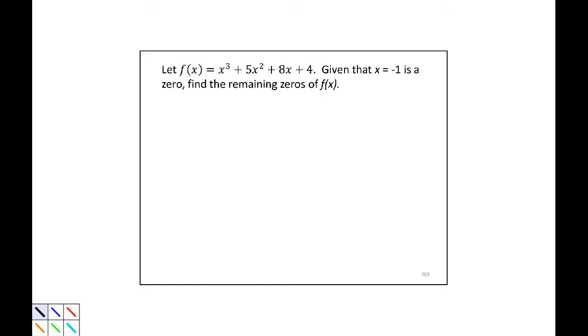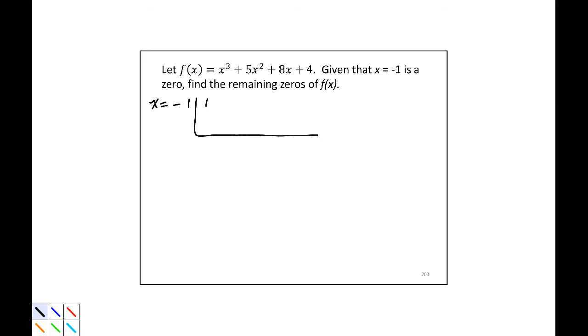Our last objective in this section is to use known zeros to find all the other zeros of a polynomial. So let f of x equal x cubed plus 5x squared plus 8x plus 4. Given that negative 1 is a zero, find the remaining zeros. Well, based on what we know about synthetic division and the remainder theorem, we can take x equals negative 1 and perform synthetic division on this polynomial to be able to factor f of x.